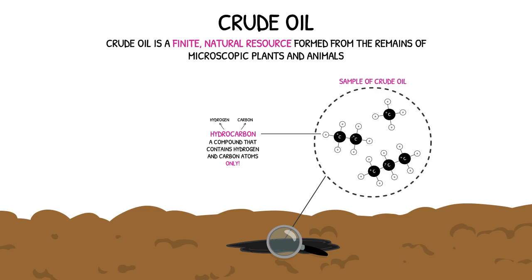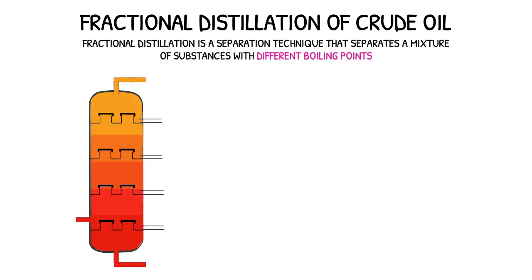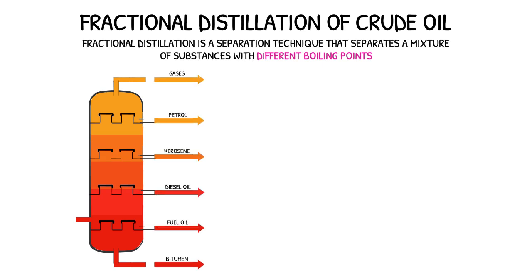In its natural form, crude oil is far too viscous and not ignited easily enough for it to be useful as a fuel. Instead, it must be separated into smaller, more useful mixtures called fractions, which is achieved using fractional distillation. Fractional distillation is a separation technique that is used to separate a mixture of substances with different boiling points. The technique separates the compounds in crude oil into smaller mixtures with similar boiling points.